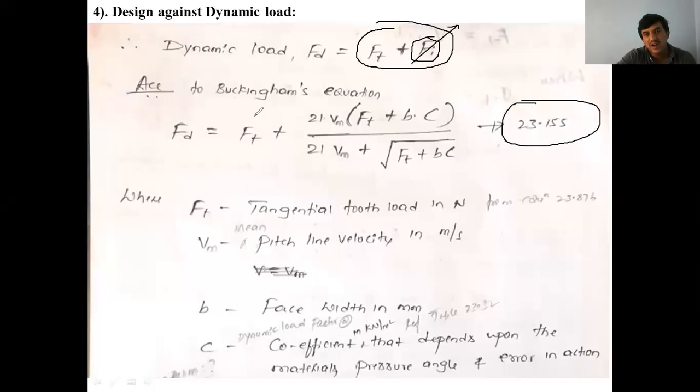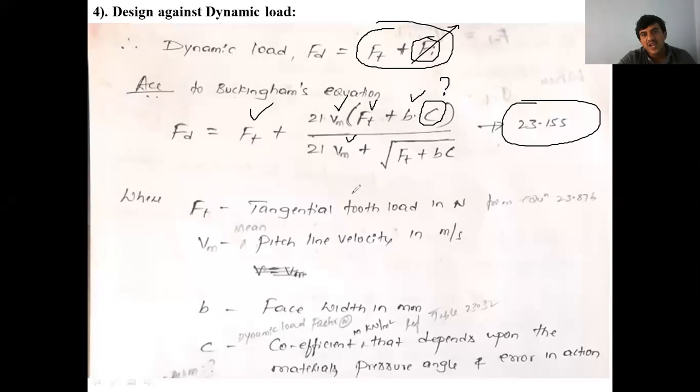In this, FT we already calculated as the tangential tooth load, from equation 23.87b or 23.93. Any one equation you use, you get the FT value. Vm we also calculated, the mean pitch line velocity. What is b? Face width, which is 10 times the module. Already we calculated the module, just multiply that. Now C is the dynamic load factor, sorry, not velocity factor. This is the only unknown in this equation.